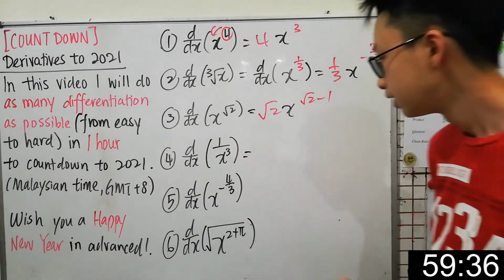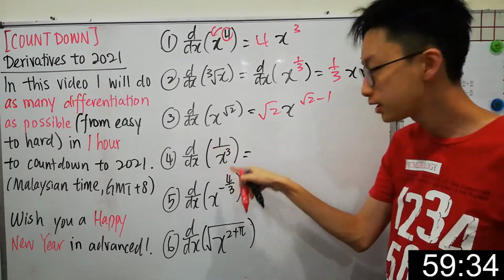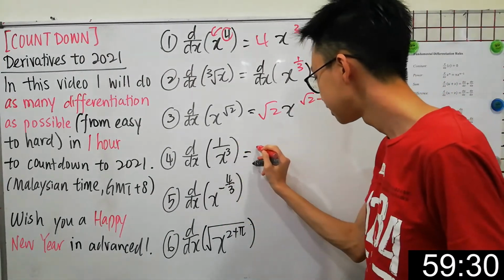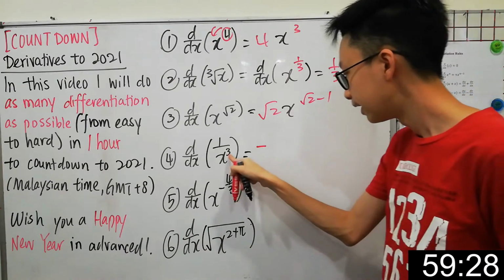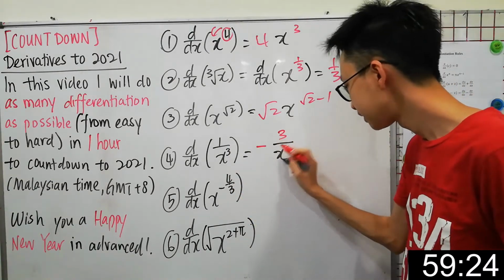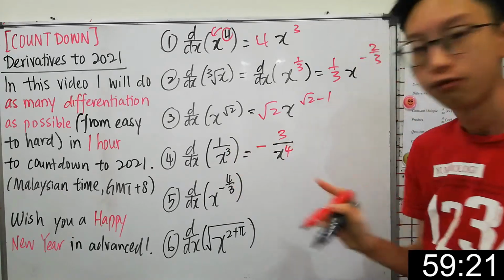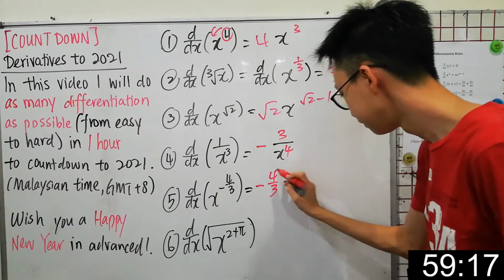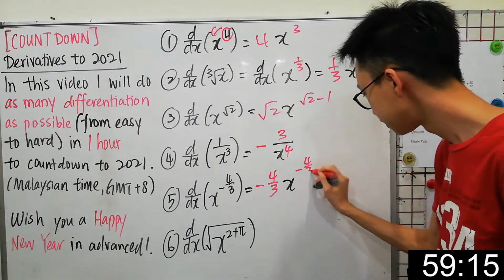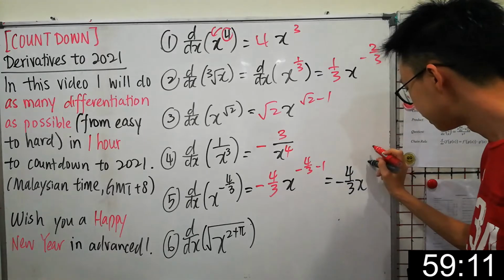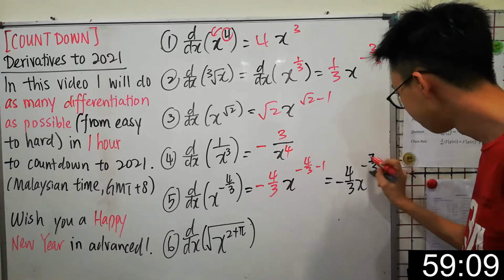Then number 4, okay, so if we have a fraction like this and your x is at the bottom, what you have to do is, number 1, you change the sign, so it's a negative, then you write the original power on top, divided by x, then this number you add with a 1, right? Then this one, power bring down, then power minus 1, which will be negative 4 over 3 x, then this is negative 7 over 3.